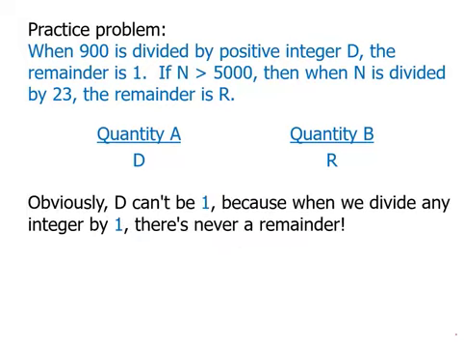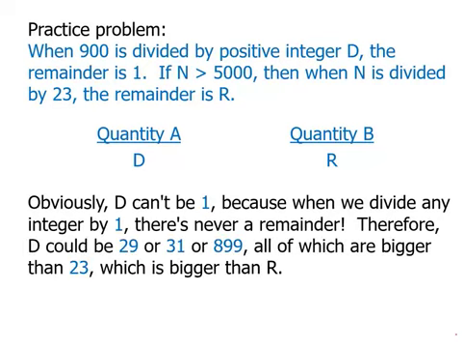Obviously d can't be 1 because when we divide by 1, there's never a remainder. And so d we know is not 1. So d could be 29, 31, or 899. So we don't know which one d is, but all of them are bigger than 23, which is bigger than r. And so we know for a fact that d is bigger than r. And so quantity A is correct.